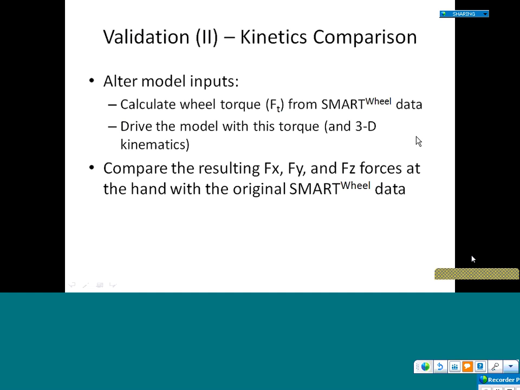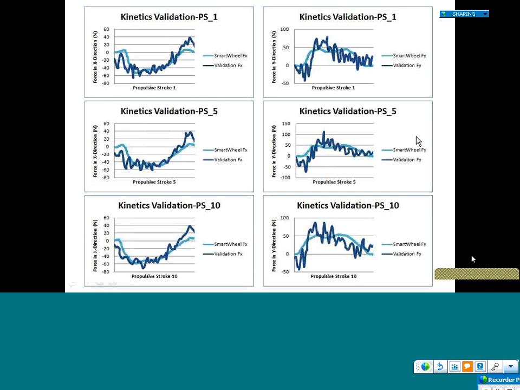Now, it makes sense, I'm going to talk about this in a second, that the contact forces at the hand, especially in the f of x, will match up exactly, because that's what I'm using to derive the torque. So the contact forces at the hand, as a result of the torque of the wheel and the motion of the body, should be exact, because the torque is dependent on the f of x. So I'm comparing the resulting contact forces with the original smart wheel forces, and the traces are exactly measuring up.